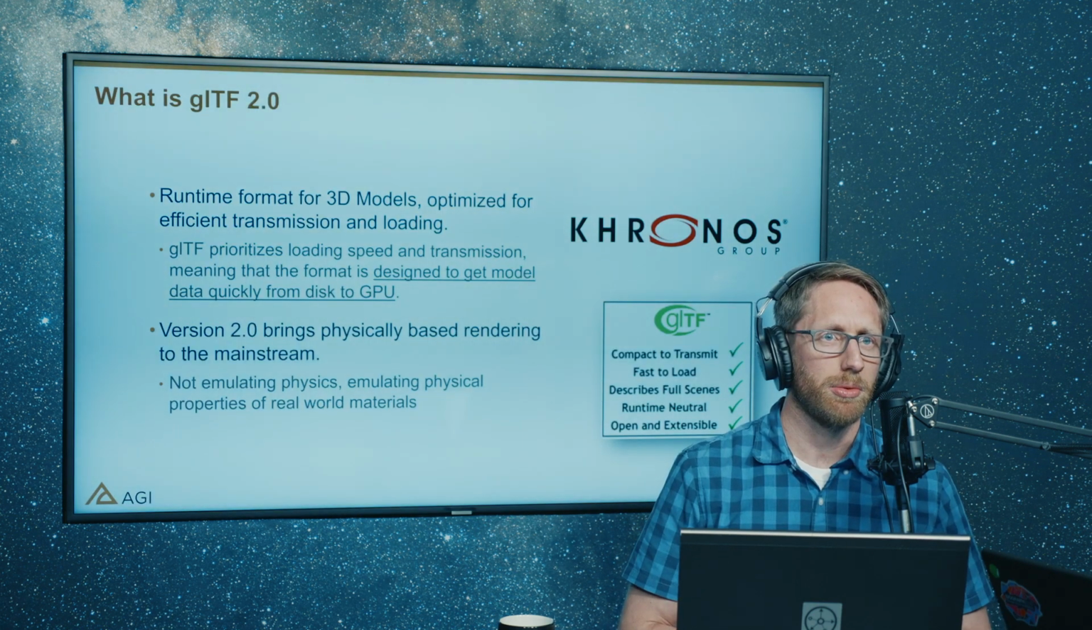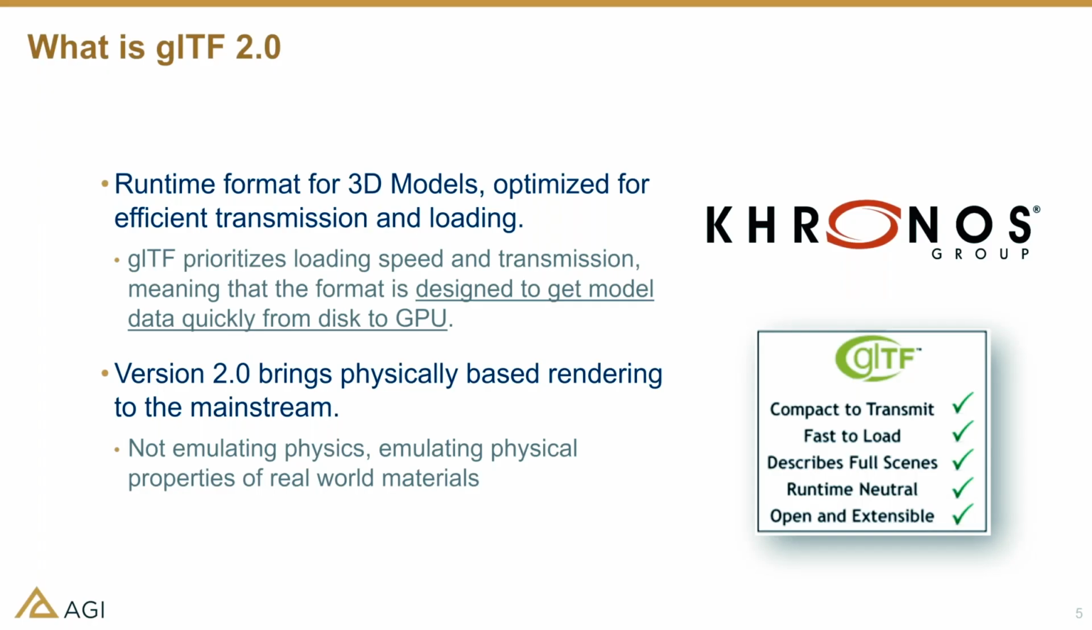So what is glTF 2.0? glTF is a runtime format for 3D models, and it's optimized for efficient transmission and loading. When you hear runtime format, what we mean is it's designed from the ground up to get geometry and materials from disk to GPU as quickly as possible. And when we say 2.0, we're discriminating against glTF 1.0. So 2.0 brings physically based rendering.